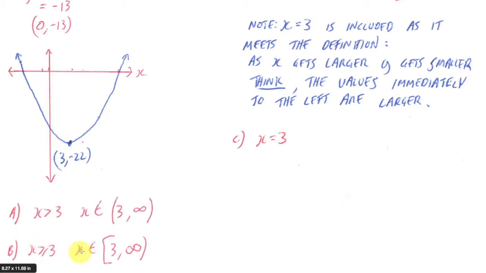Or if you like, x is an element of the set [3, infinity), not including the infinity because we can never reach it, but including the 3, so therefore square bracket. So we're going from that turning point all the way through to infinity. Notice that when x is equal to 3, that is the lowest value that we have. All values to the right are higher than that negative 22. Therefore, the turning point itself is included in the strictly increasing interval.